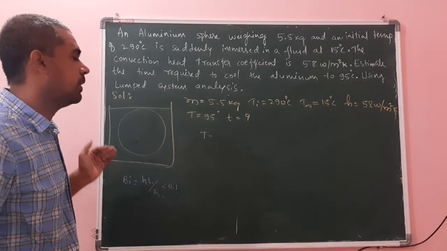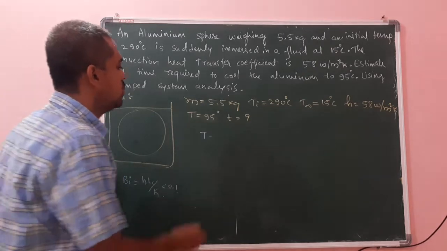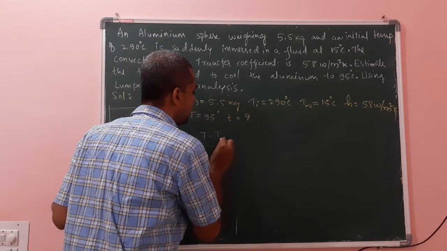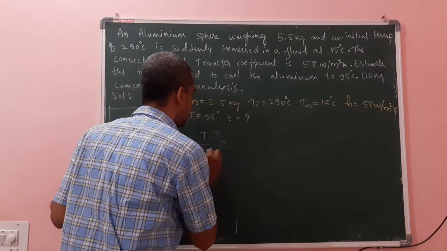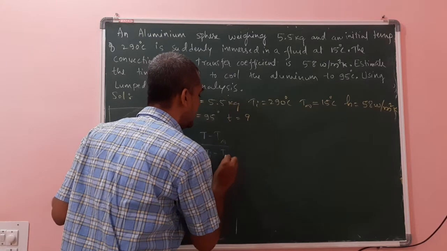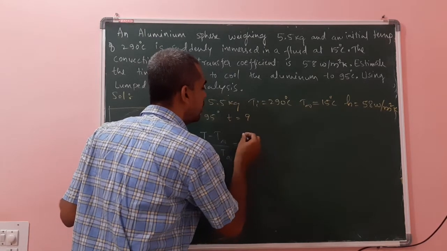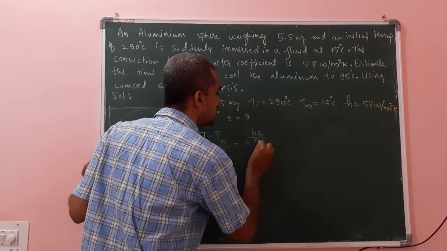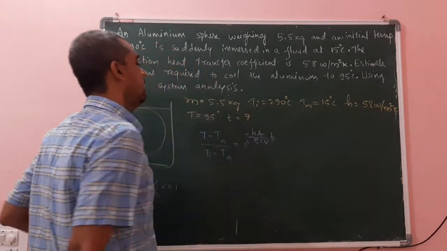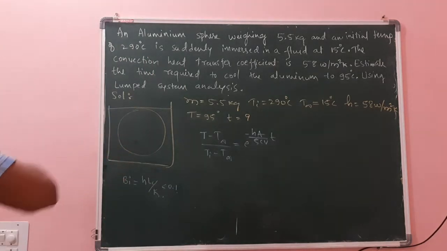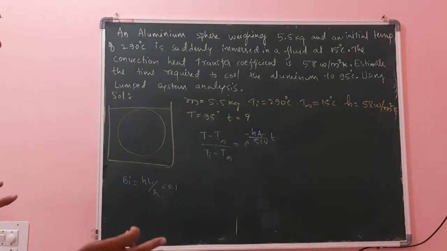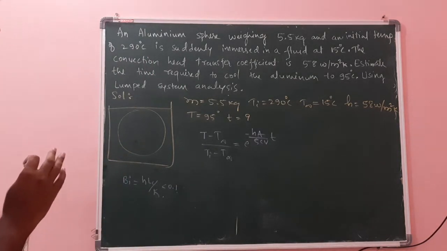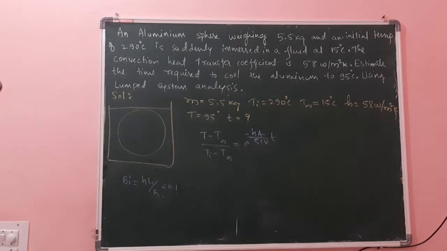If the Biot number is less than 0.1, you can use this formula, (T minus T infinity) divided by (Ti minus T infinity) equal to e raised to minus hA divided by rho Cv into t. Here what we have to calculate is t. All other values we know.